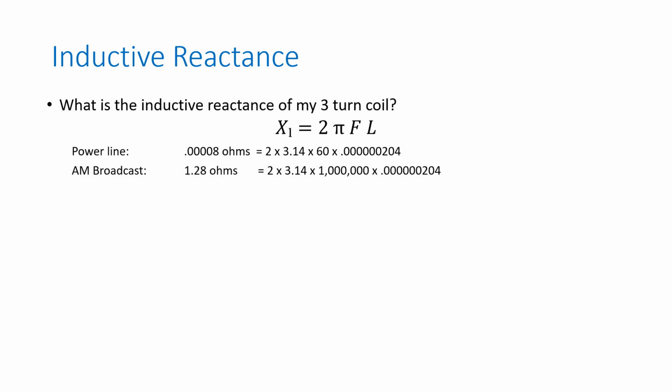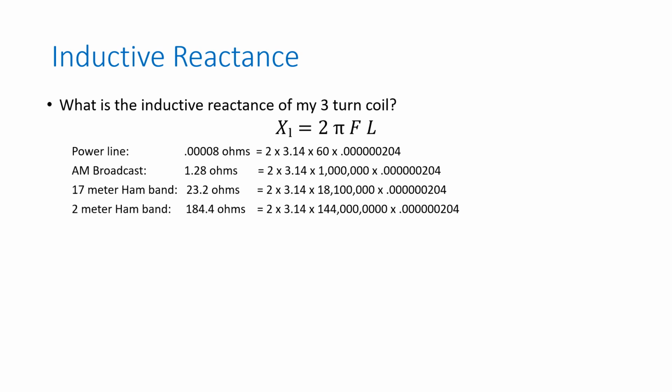Move up to the AM broadcast band, right in the middle of the band, 1000 on your dial. That's 1 megahertz, 1 million cycles per second. It's still, my coil is a nothing. Nobody cares that it's there. Go up to the 17 meter band. Look at this. We got 23 ohms of reactance. When we talk about capacitive reactance and impedance, you're going to find out that in an RF circuit, 23 ohms is actually a significant number. Of course, on 2 meters, it gets even higher.